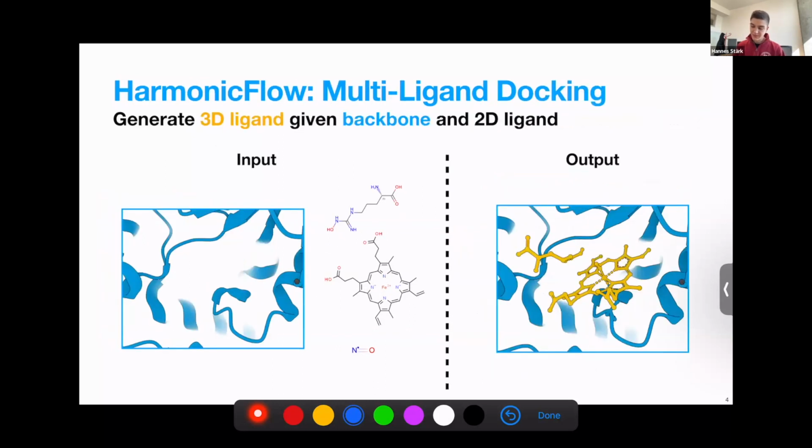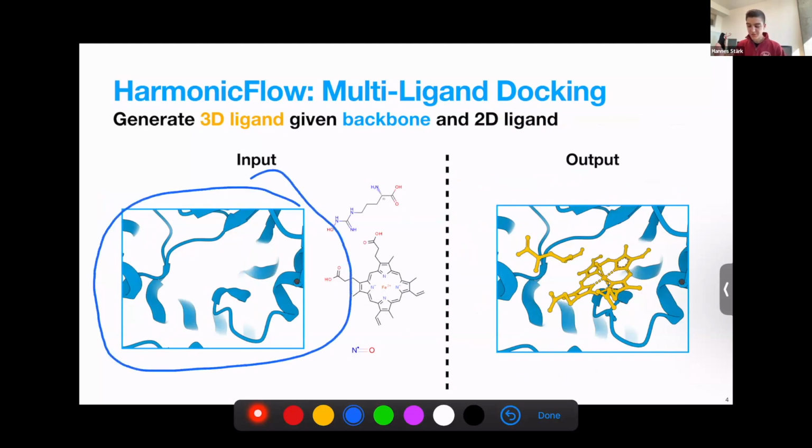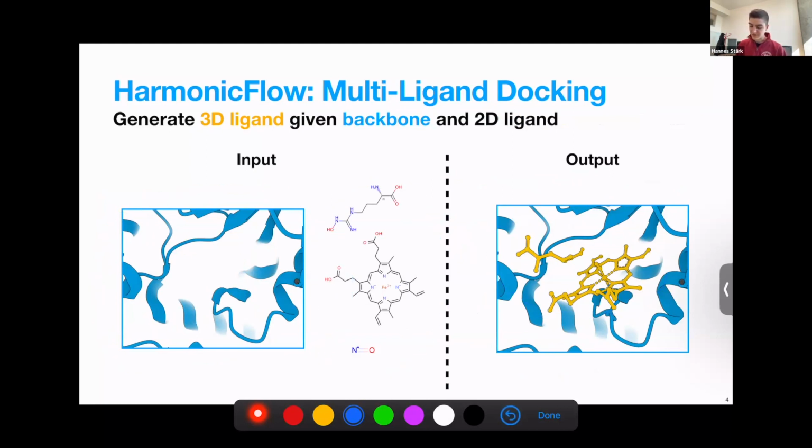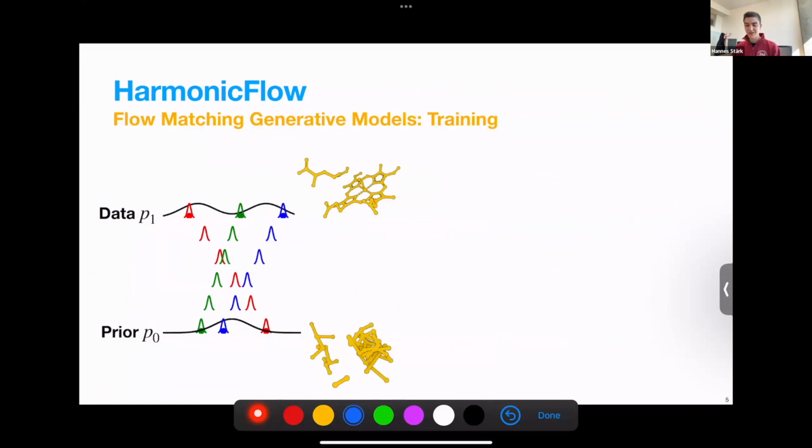Okay, well then, how do we do this, right? I said in the beginning, as a subtask to this, we will look at HarmonicFlow, where we have the backbone of the protein pocket and our ligands, and then we generate the structure in which the small molecule binds to the protein. And here we take this flow matching approach to it.